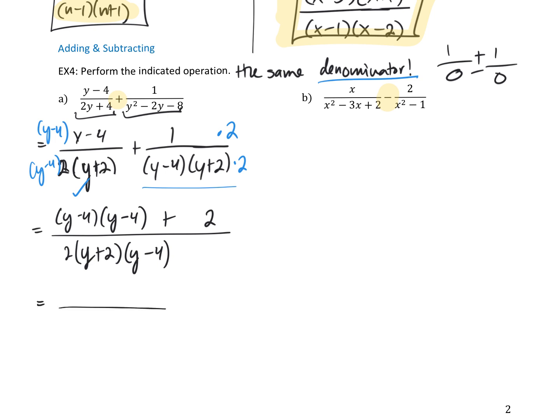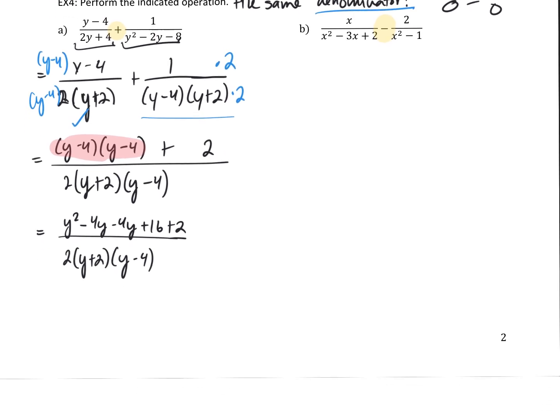So let's see, my denominator, I'm going to leave my denominator in factored form. But in the top, I need to multiply these guys out first, and then add the 2, and then I'll know if I can factor it. So multiplying that out, I get y squared minus 4y minus 4y plus 16 plus 2. Okay, simplifying that, what do I get? I have y squared minus 8y plus 20. All right, 2 times y plus 2, y minus 4.